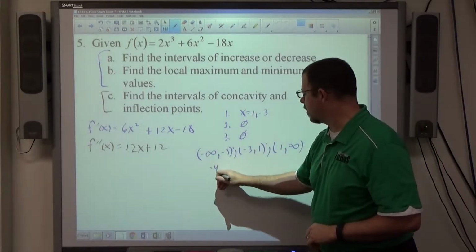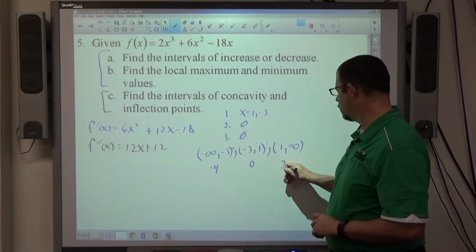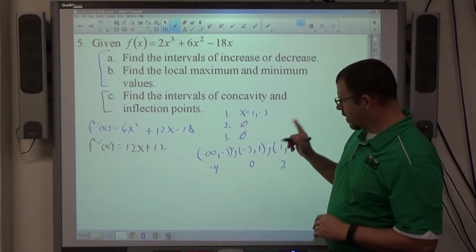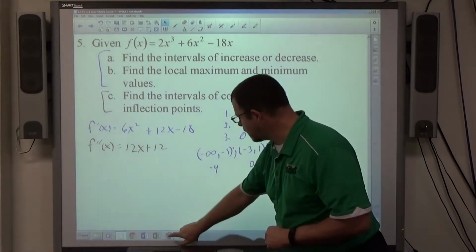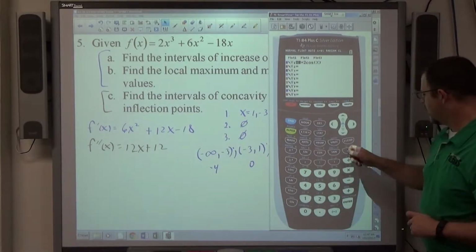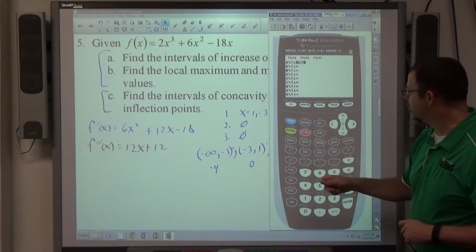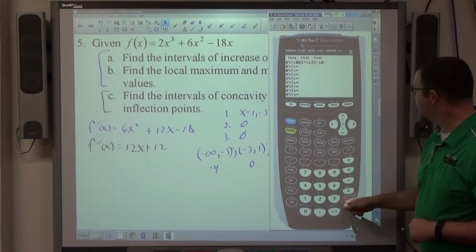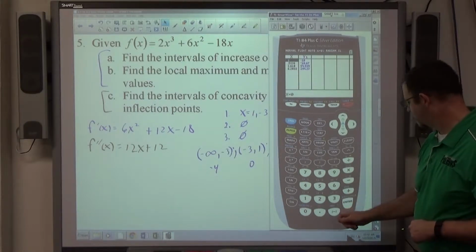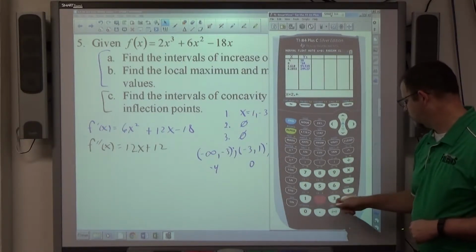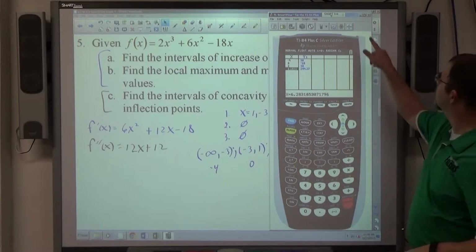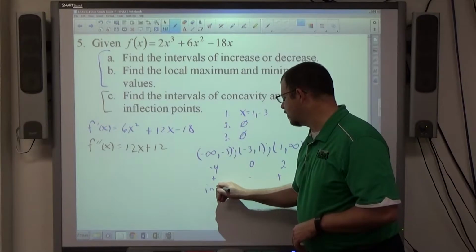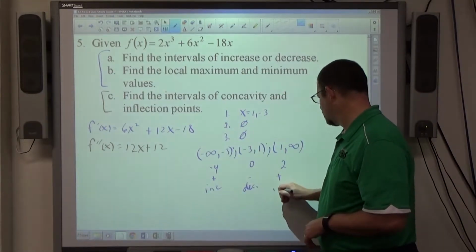We pick test points on each interval, -4, 0, and 2 will do fine. And we're evaluating this function here for these numbers. For -4, it's probably easy enough just to go with y equals and type in that, since the numbers are rather large. So 6x squared plus 12x minus 18. And if I just type in -4, 0, and 2, we get positive, negative, positive. So that tells me it increases, it decreases, then it increases.